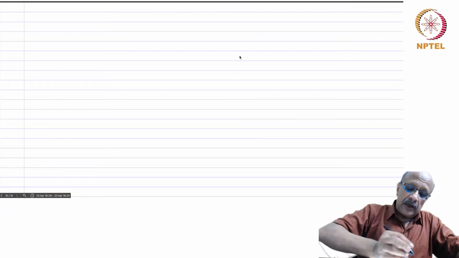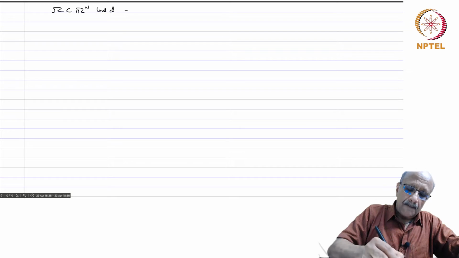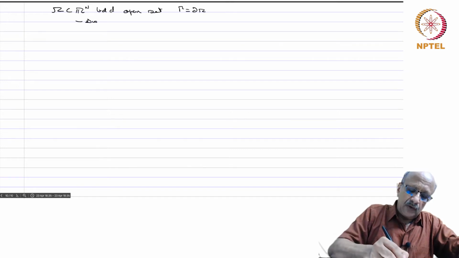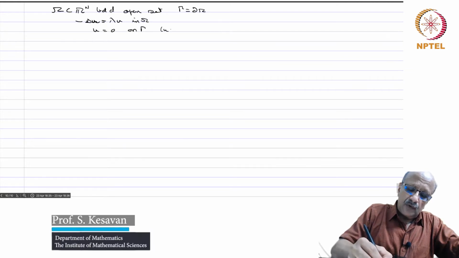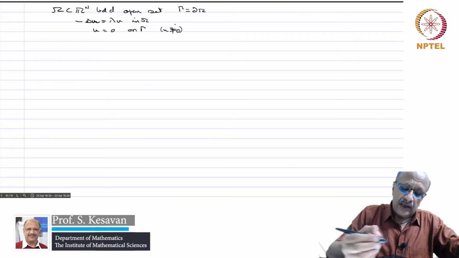Okay, so we were looking at eigenvalue problems. Omega in R^n, a bounded open set, and gamma equals the boundary of omega. We were looking at minus Laplacian u equals lambda u in omega, and u equal to 0 on gamma, and of course u not equal to 0 identically. This is the eigenvalue problem.